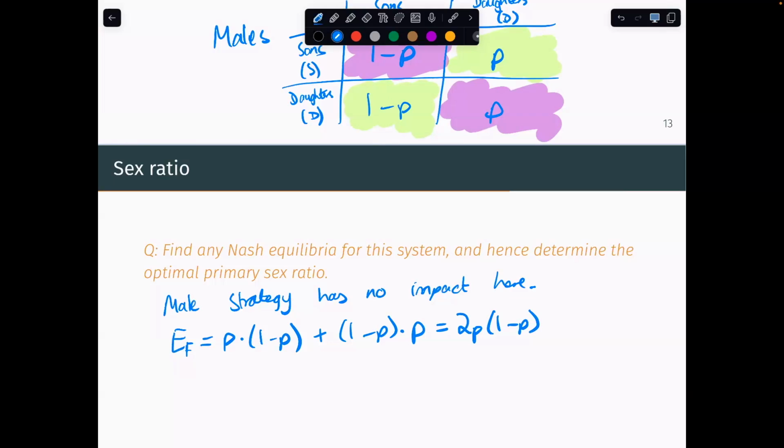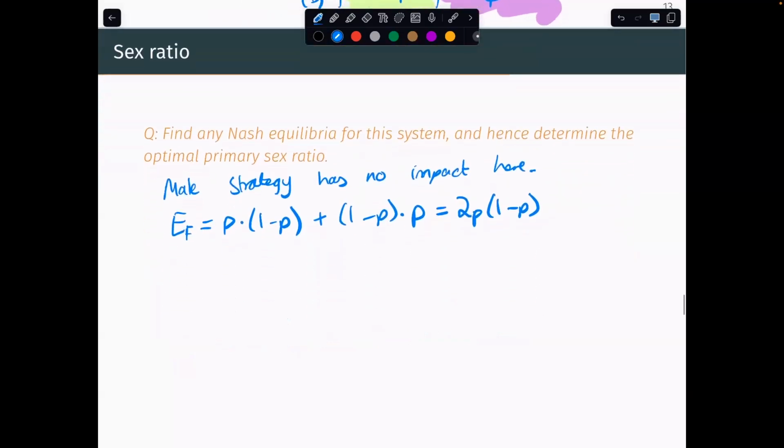So what do we need to do? Well, we want to find an optimal primary sex ratio. So any ideas about how we're going to find the optimal primary sex ratio, given that this is the expected payoff for females? Yep, so how do we find that? This is a quadratic.